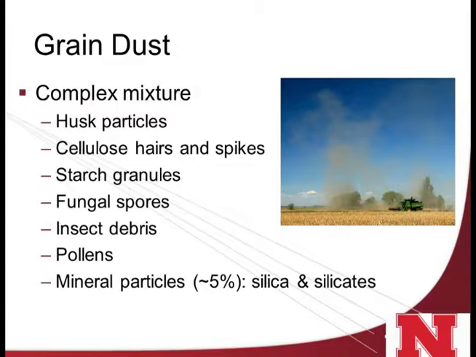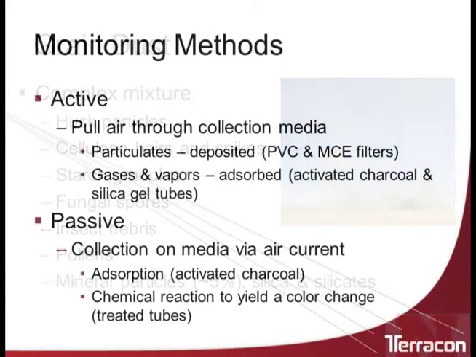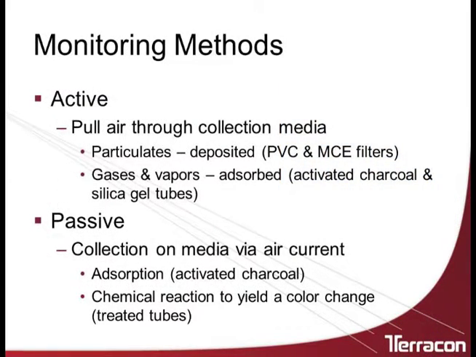Now we've got an idea of some of the contaminants, the airborne contaminants. We'll look at the different types of approaches for monitoring of those particular contaminants. There are active and passive ways or methods to collect these particular contaminants. In the active method, you actually pull air through the collection media. If it's particulates, they would be collected on either a polyvinyl chloride or a mixed cellulose ester filter.